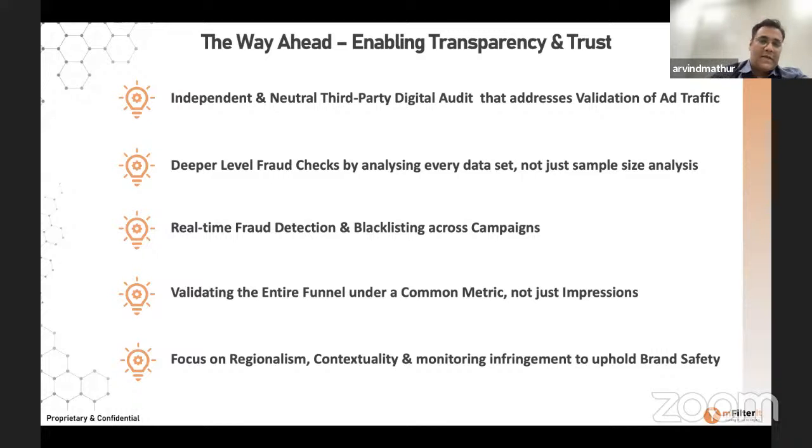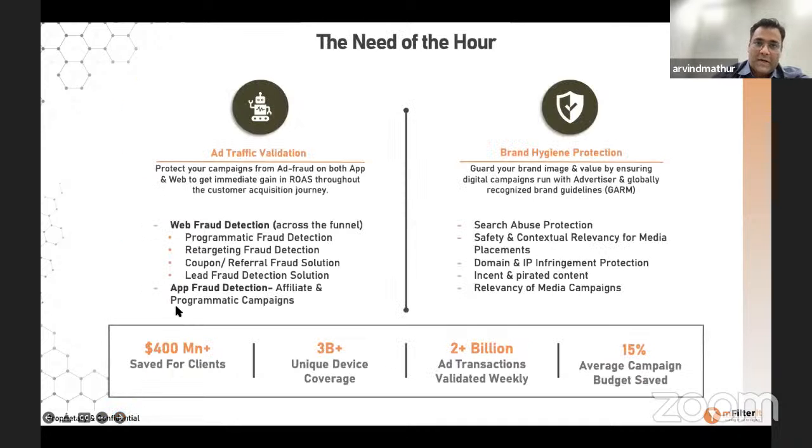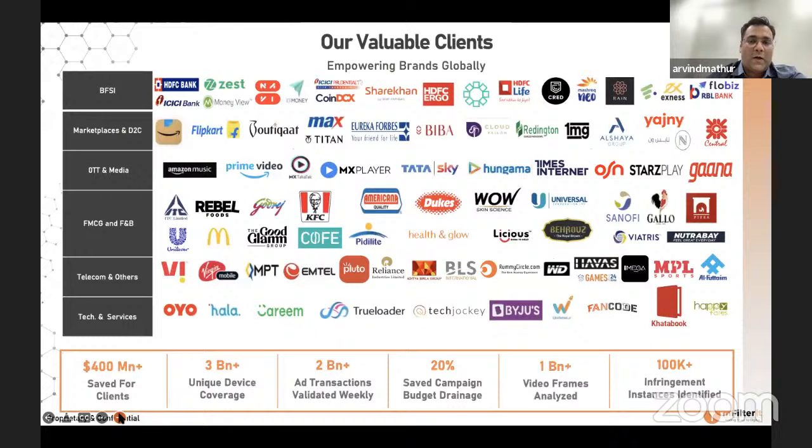Right. So I think with that, I want to take a quick pause and almost close this discussion. But yes, here is where we are, where we want to talk about more of our traffic validation and brand hygiene as well. Right. Just taking you through a quick, crisp slide on what clients already work with us.